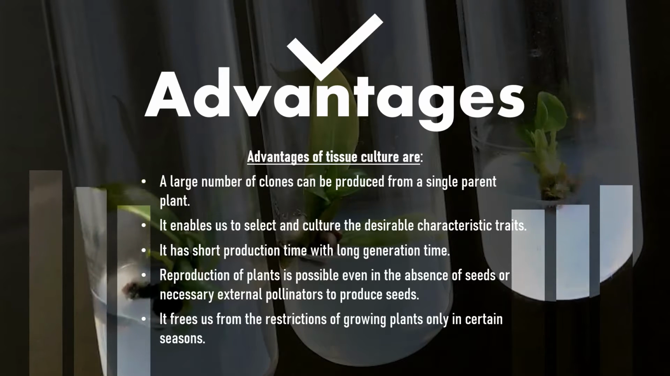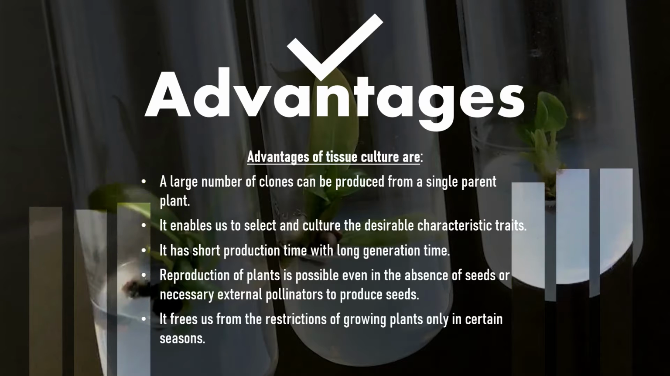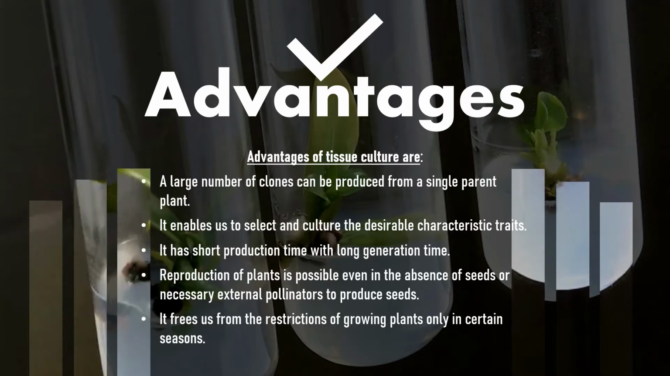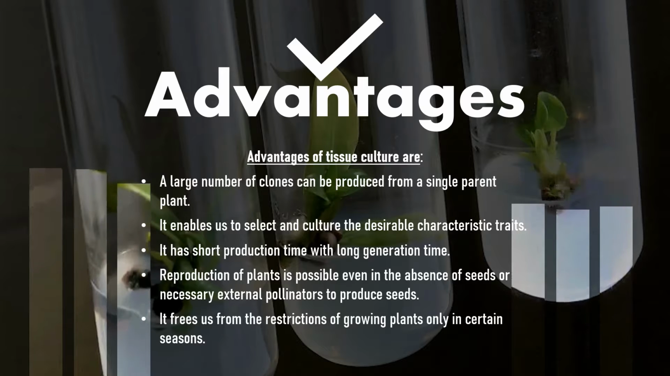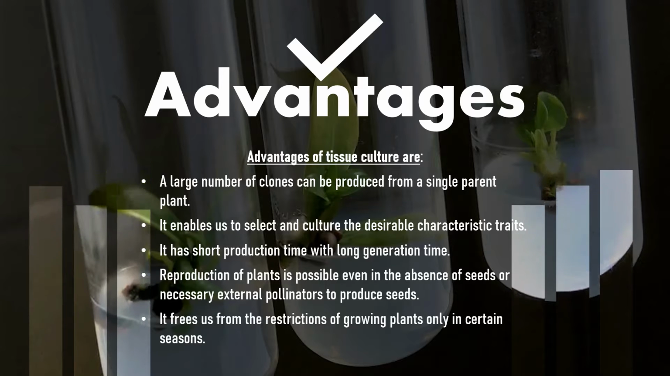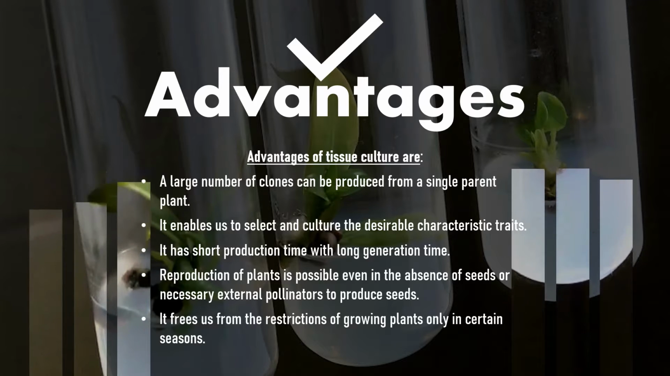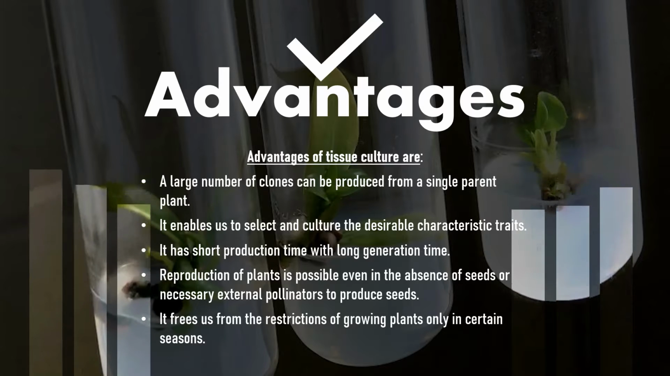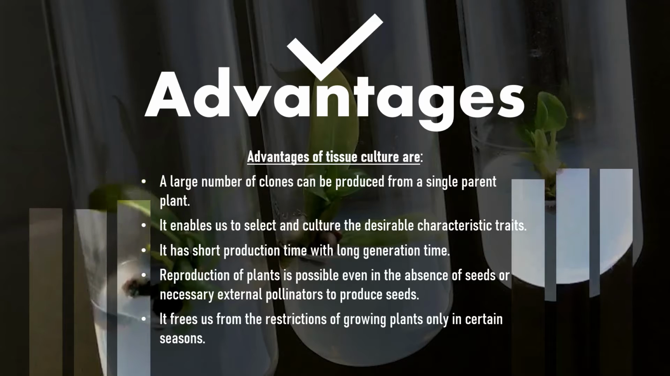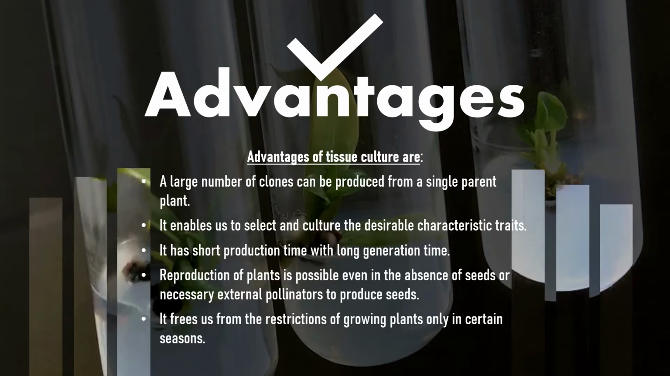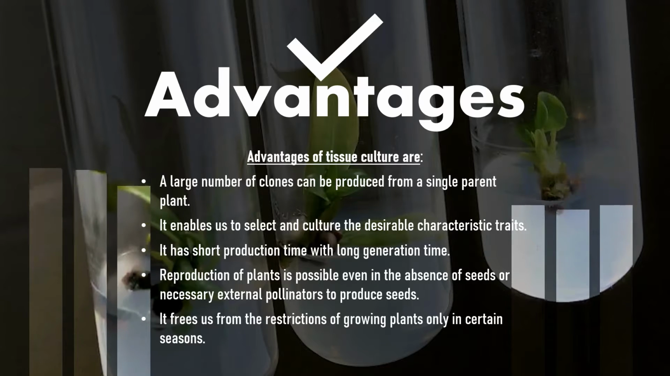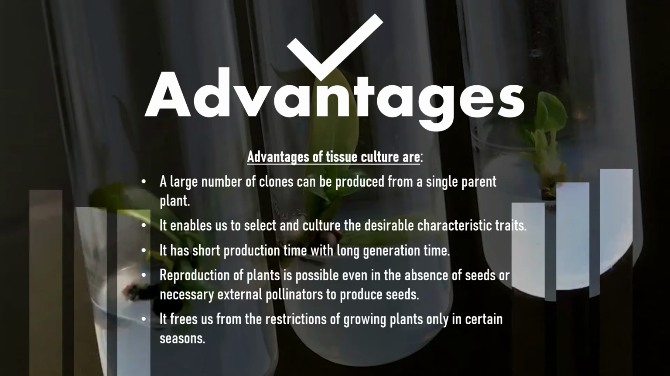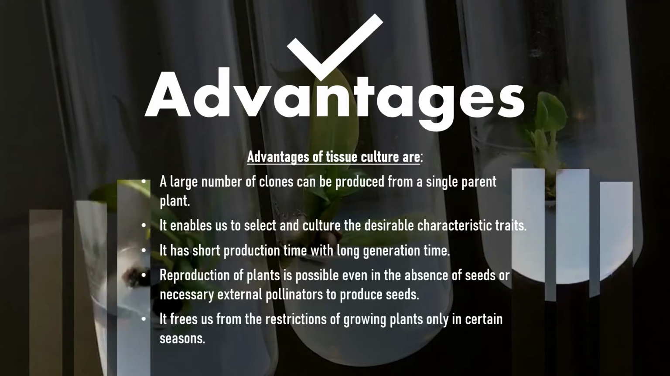For example, a mango that is fruity and another mango which is big and ripe. We can combine them, take a stem out of it and produce tissue culture based on top of it. It also has a short production time with a long generation time. Fourthly, reproduction of plants is possible even with the absence of seeds or necessary external pollinators to produce seeds.